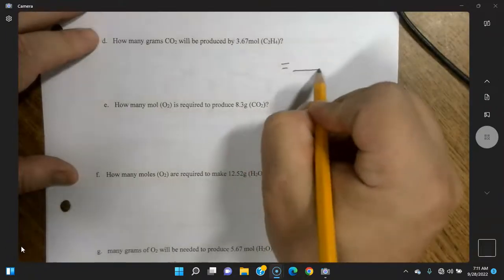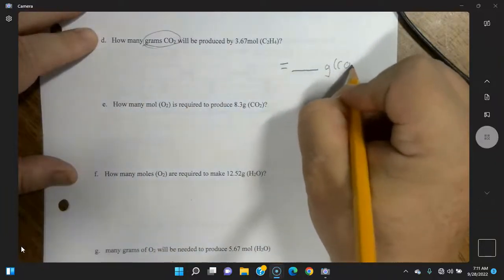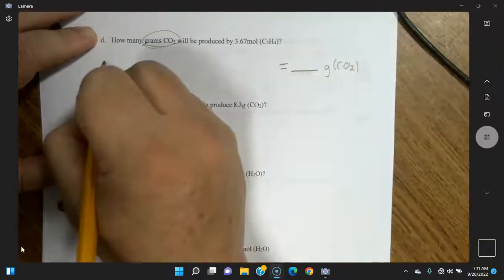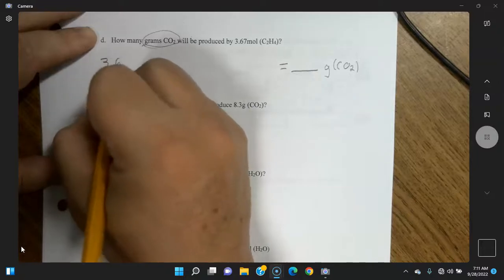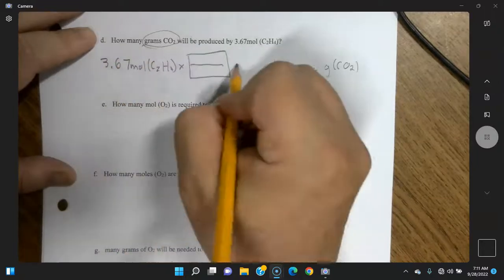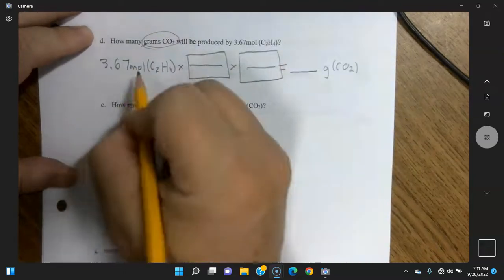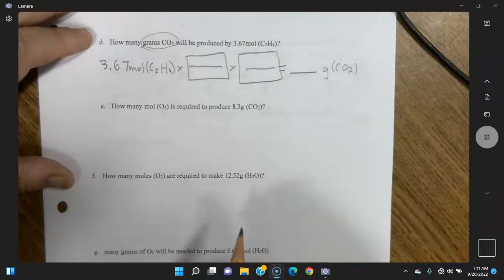We're looking for some number of grams of CO2. We're starting off with this. We're going to put it way over on the left. And we said it's a 2 conversion problem. I actually didn't give myself very much room here. I should have given myself more space. Always put this way over on the left and this way over on the right.